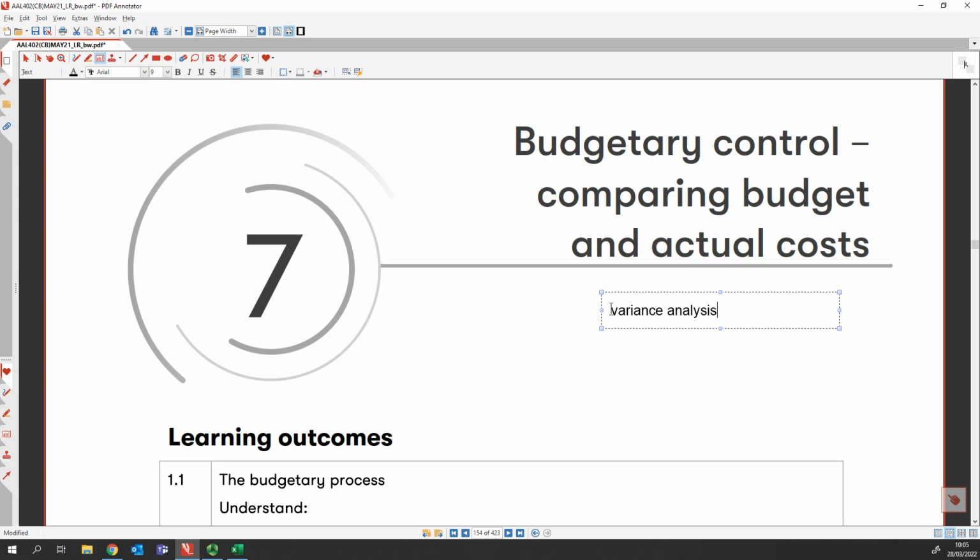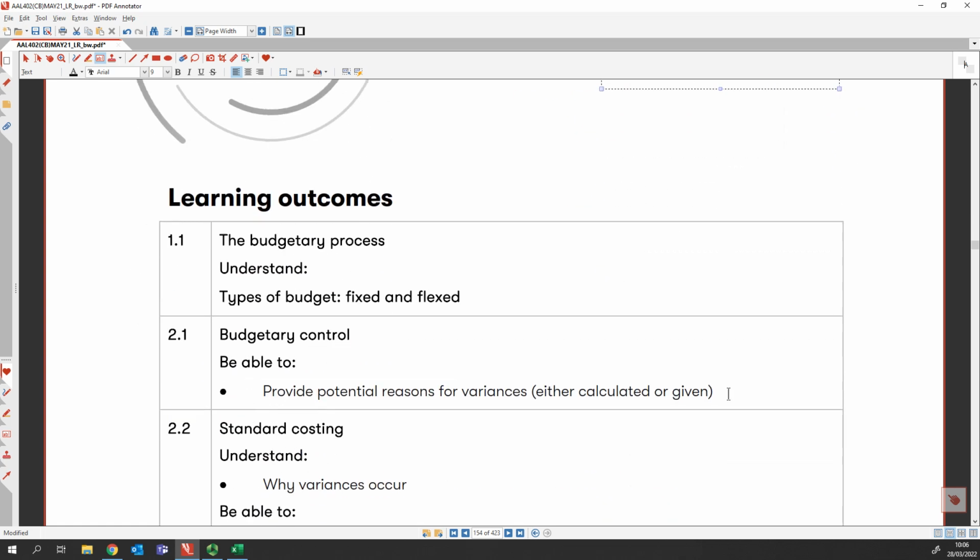Once we know where the differences are, we can hopefully carry on doing what we're good at, and keep those favorable variances occurring. But if we've got adverse variances, if things are going a little bit wrong, then we need to understand why and put that right. Now let's have a look at the learning outcomes.